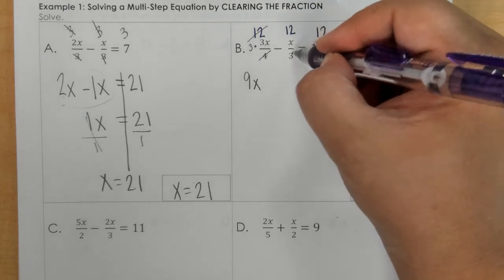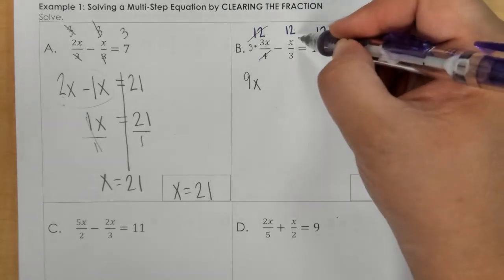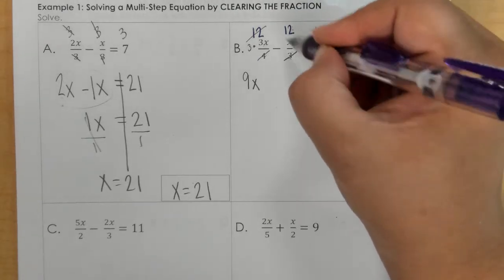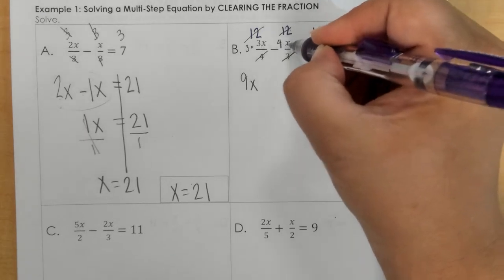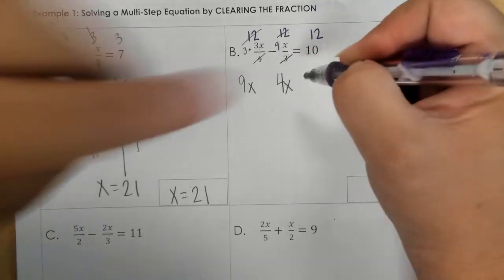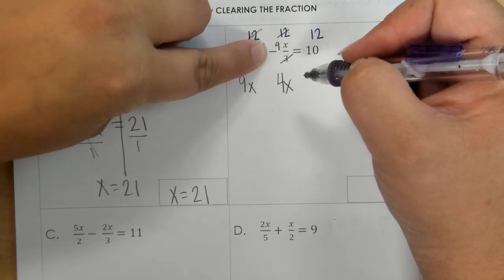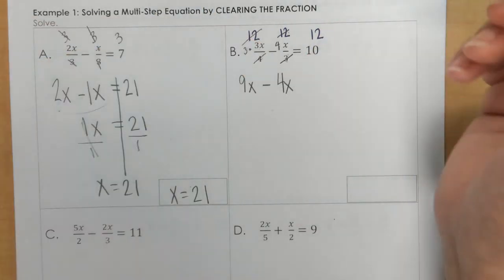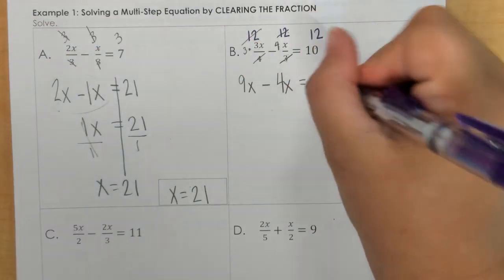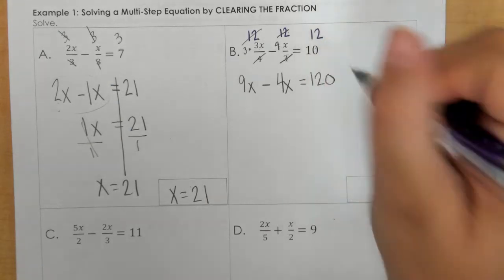Same thing here, they're not the same, so I need to divide. 12 divided by 3 gives me 4. And 4 times x is 4x. But I can't forget my sign. My sign is a minus sign, so I need to bring that down. And then 12 times 10 is 120.